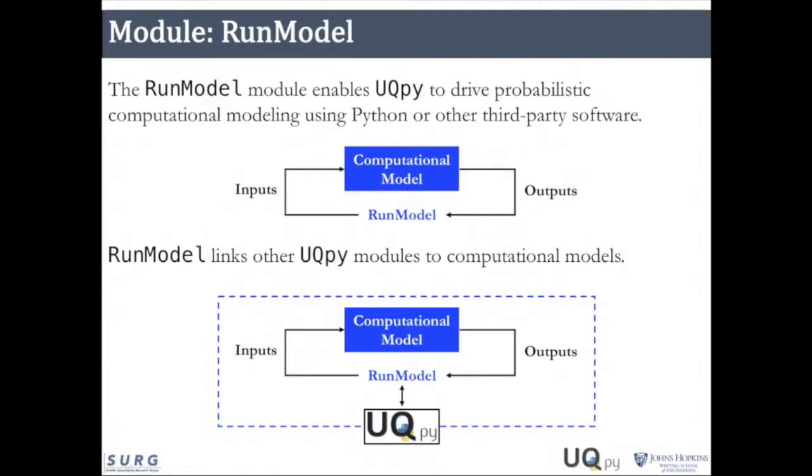The RunModel module is the essential tool which UQpy uses to interact with Python software, models in Python, or models in other third-party software. The function of RunModel is to pass inputs to the computational model, execute the model, and collect the output from the computational model back into RunModel. RunModel is also the module which other UQpy modules use to link to computational models.